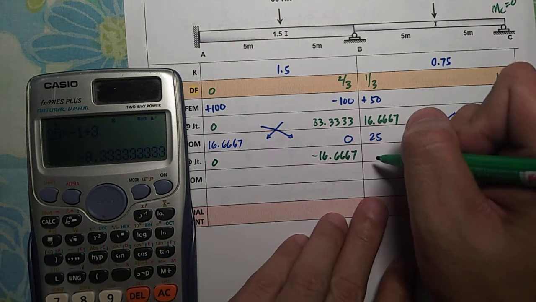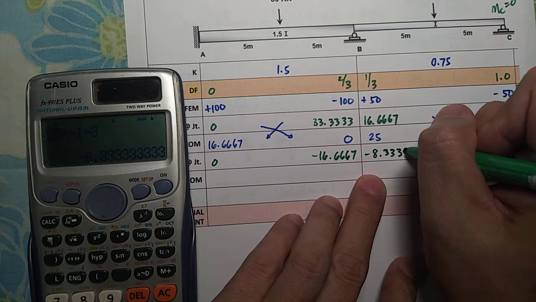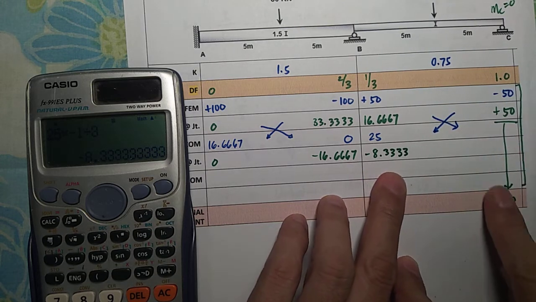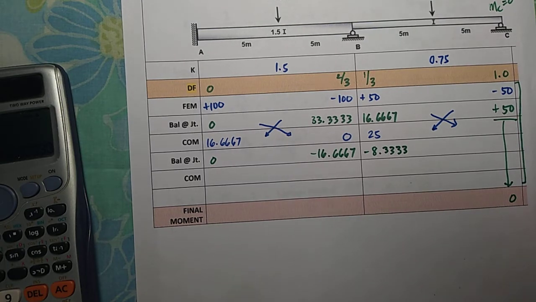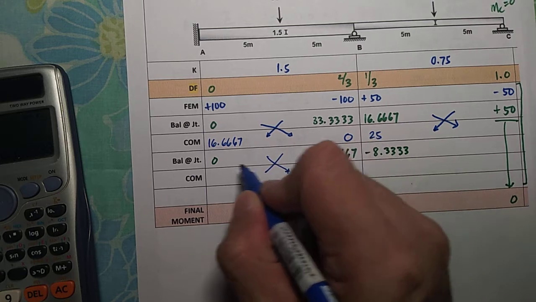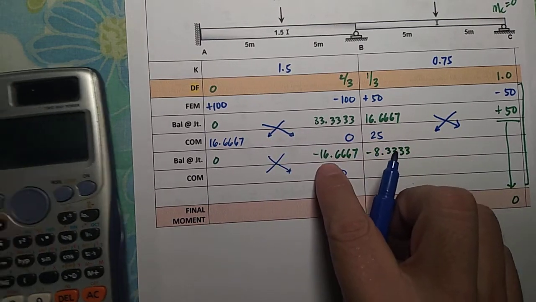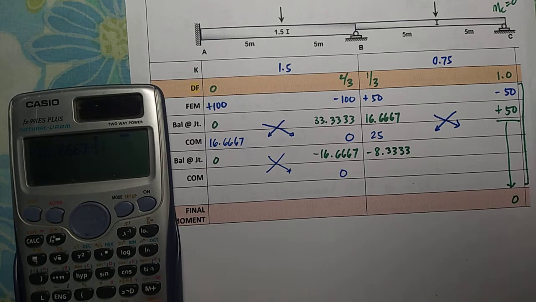So, we got negative 8.3333. Dito wala na uli. Okay? So, yan. COM ulit tayo. Paano pag COM? So, x, 0, 0. Negative 16.6667 divided by 2.